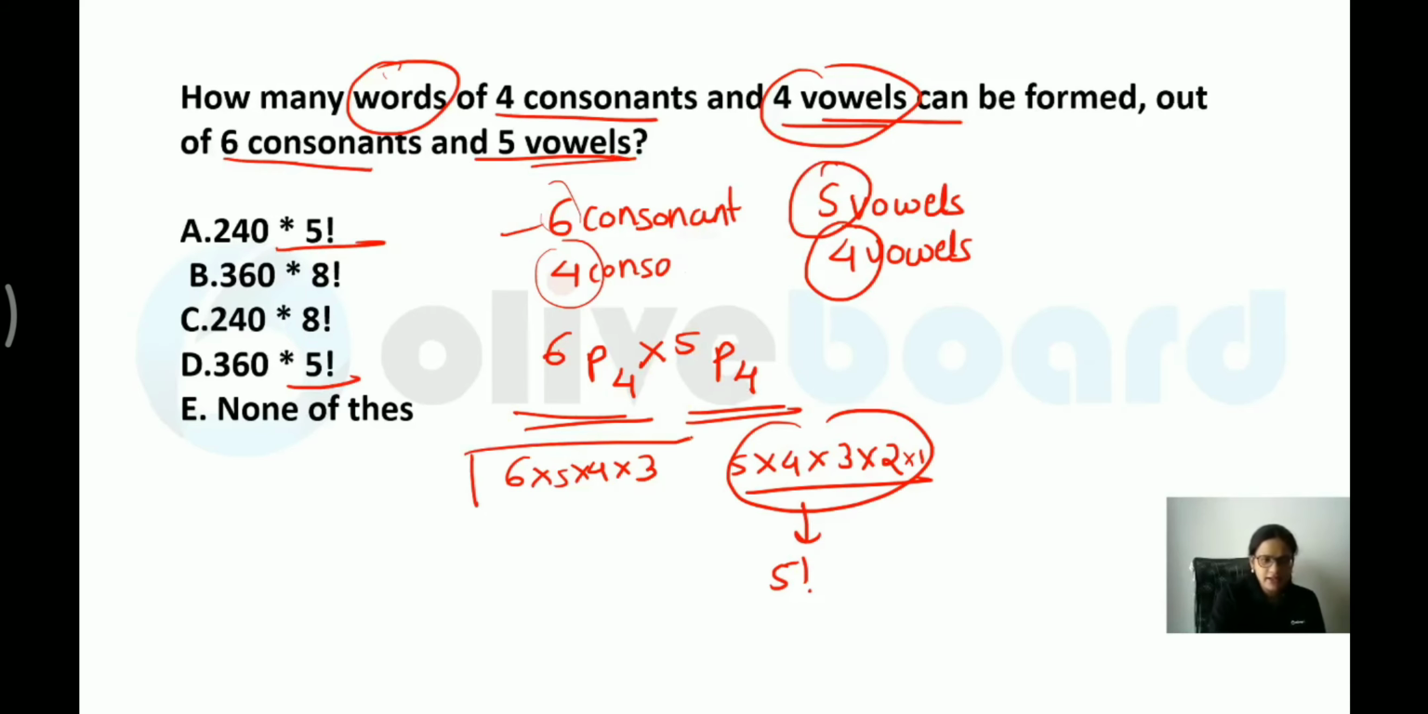So just calculate this value. What will you get over here? 6 5s are 30, 30 into 4. So 30 into 4 means what will you get? 120. 120, 3s are 360. So 360 into 5 factorial would be the correct answer over here. D option will be your answer. So I hope you must have understood now where to use the formula and where to use the basic rule of the permutation over here.